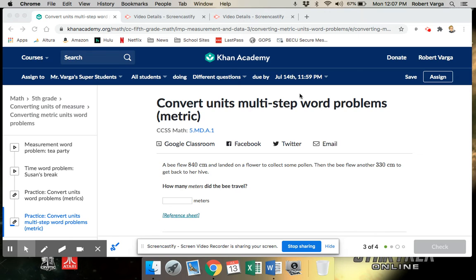Remember what we learned in class. When it's multi-step, you're going to have to do two operations. You're going to have to add and then multiply, or maybe subtract, then divide, or maybe you'll need to multiply first, then divide. You'll always have to do two operations. So let's take a look at this word problem.